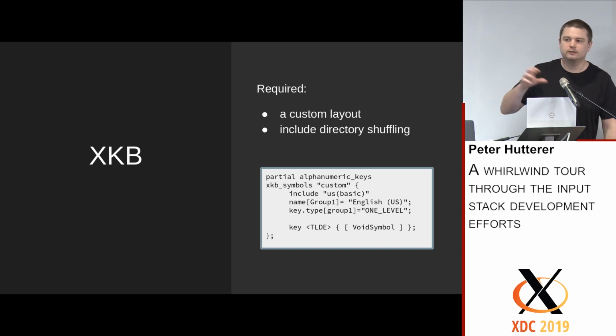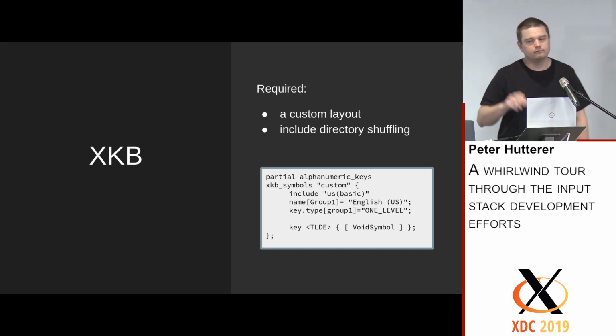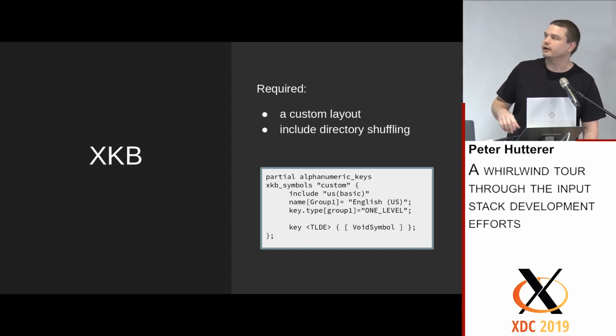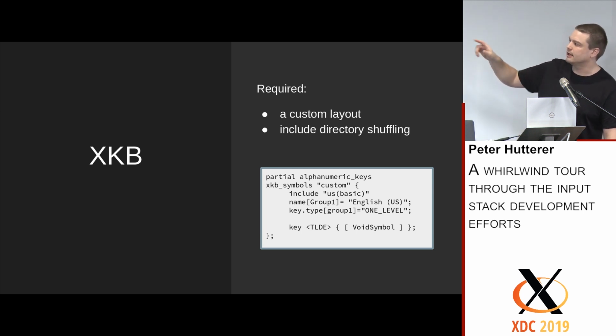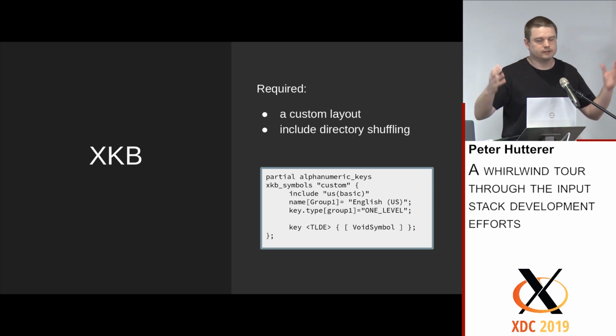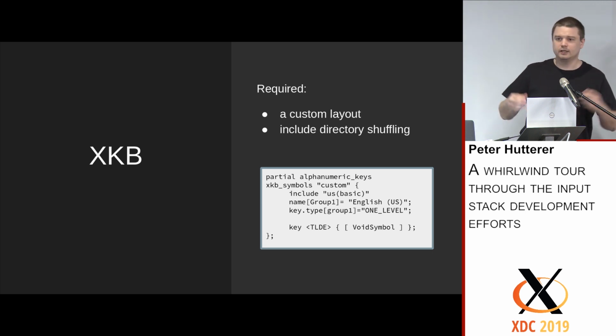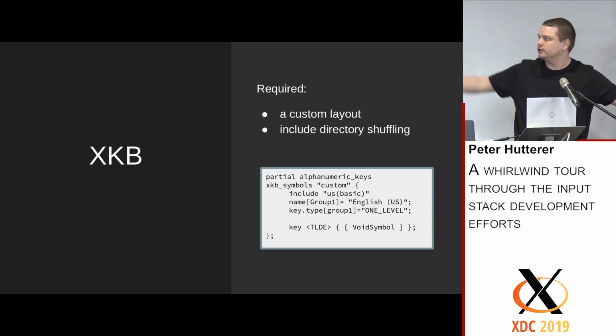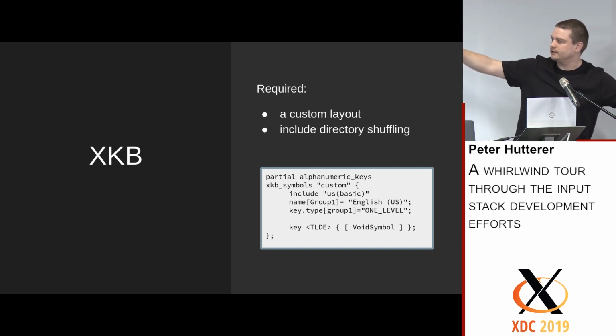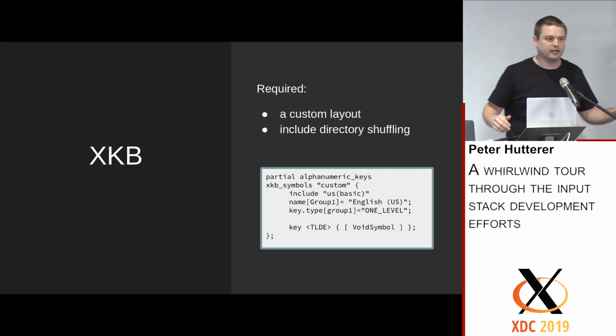You can drop a file into your $HOME/.xkb/rules and so on, symbols directory. What you need to do, as this looks like, is basically create a new keyboard layout. Let's name it custom or whatever. Then you include the keyboard layout you actually want to use, in this case, include US Basic. And then you say, I want to overwrite that one key with the new symbols. In this case, I overwrite tilde with a void symbol, so unset whatever tilde was previously mapped to.